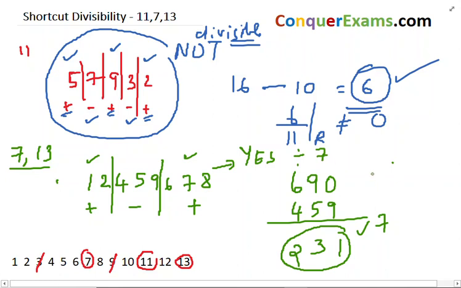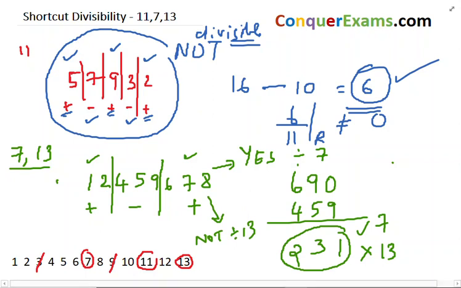Now is 231 divisible by 13? Again you have 23, it goes 1 time. You are left with a remainder of 10, and then the 1 comes down, so it's 101, which is not divisible by 13. 13 times 7 is 91, you have a remainder of 10. So 231 is not divisible by 13, and therefore this number is not divisible by 13.